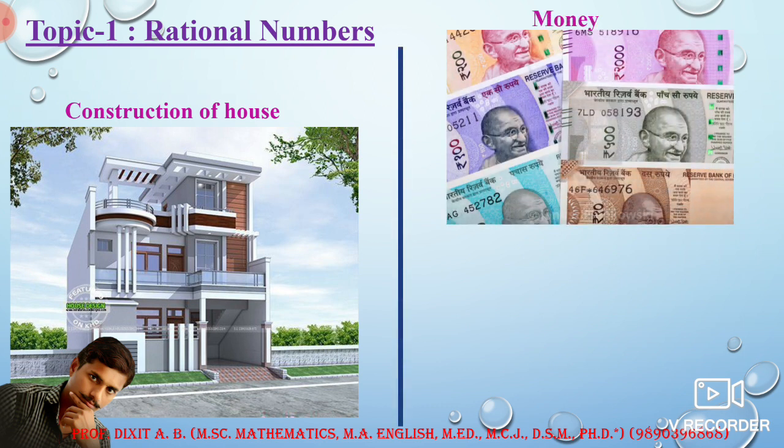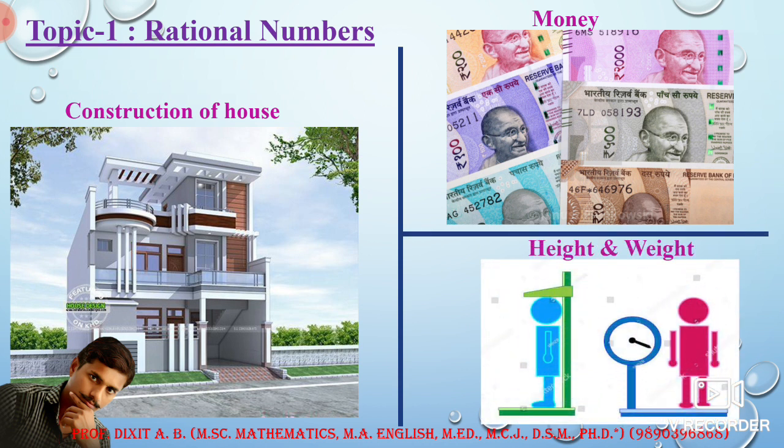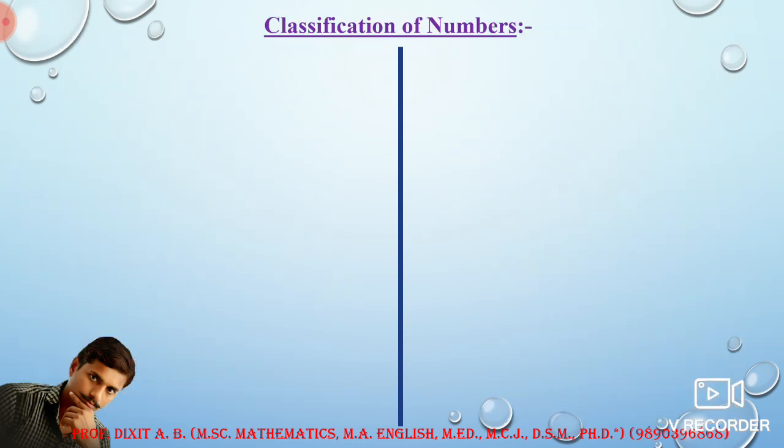We'll see one more example, that is money. For living our life, for getting our daily foodstuff, we require money, and money is always counted in terms of numbers. One more example is the measurement of height and weight, where numbers are necessary. So can I say numbers play a very important role in our life. So all this is the number system. In this session we'll see the number system and its classification.